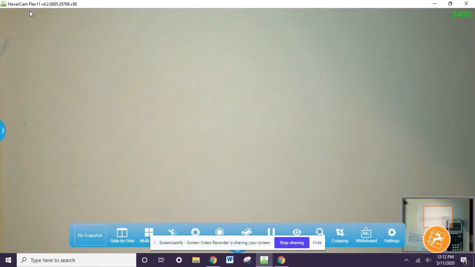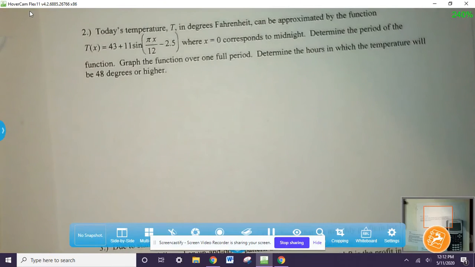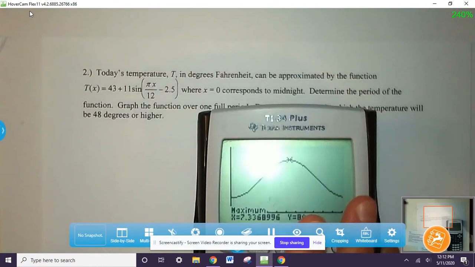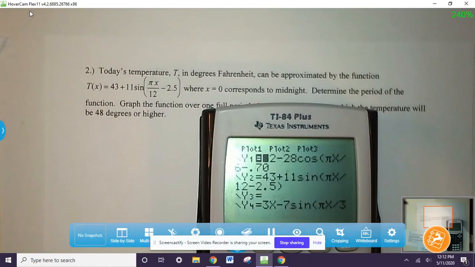Number 2 deals with a sine function this time instead of cosine. And it's a function that models the temperature someplace on some day. All right, so what we can do here is you can clear this out, but if you notice, I'm all set up for all my equations.